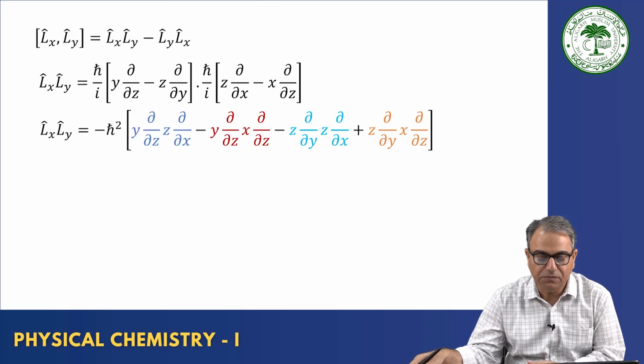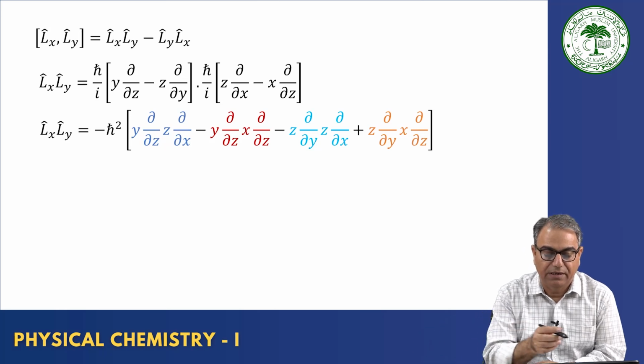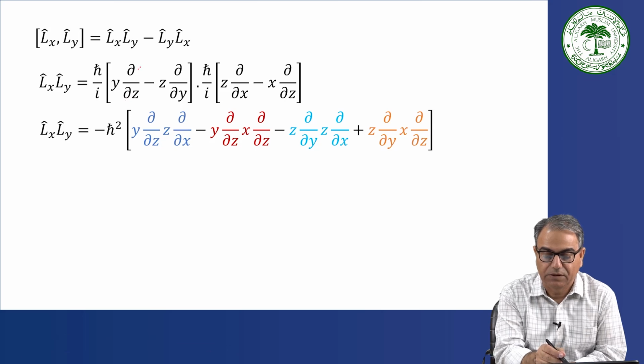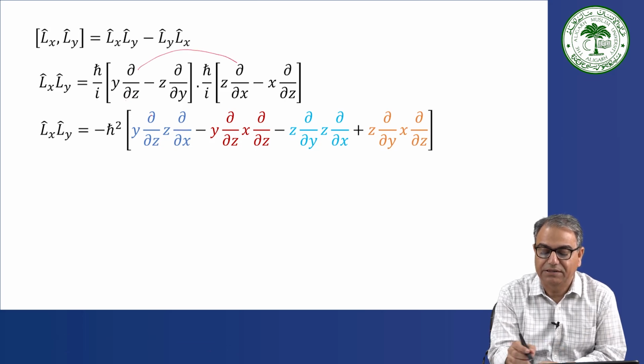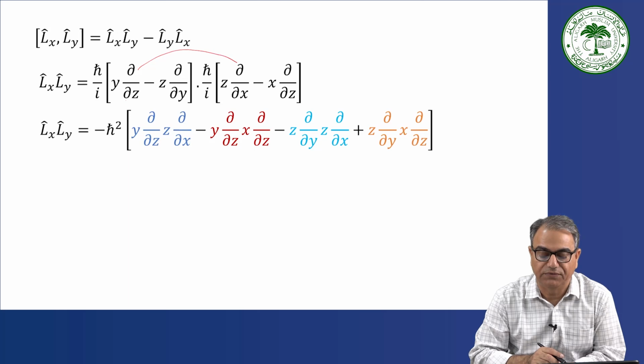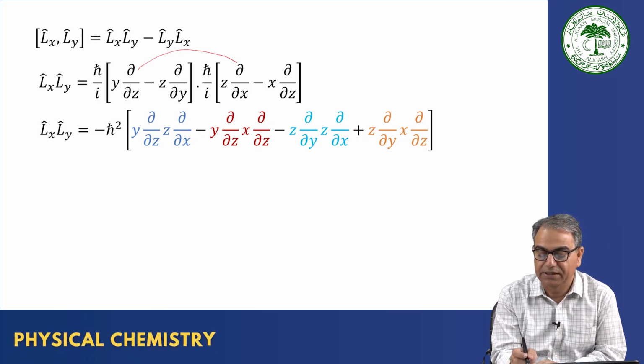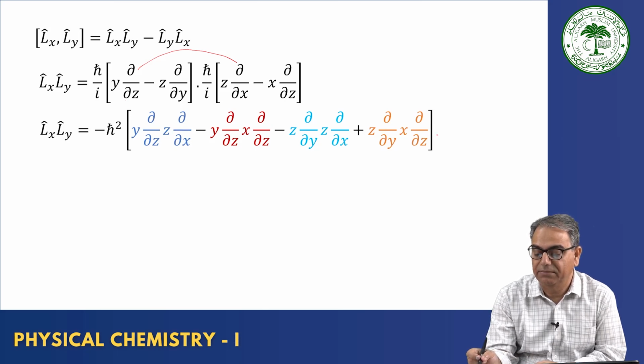So what happens? If you write Lx multiplied by Ly, similar multiplication will give you four different terms. In y del by del z, this is h cross by i and this is h cross by i, so it will be h cross squared, and because it will be i squared, it will be minus h cross squared. Now you have y del by del z times z del by del x, minus y del by del z times x del by del z, minus z del by del y times z del by del x, plus z del by del y times x del by del z.